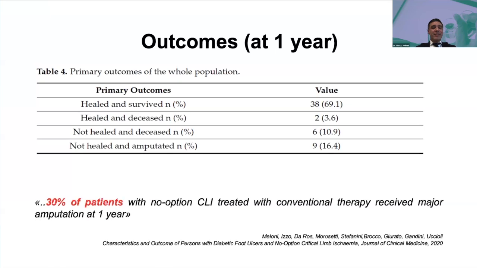But if we compare this data with the patients that we treated some years before by conventional therapy without cell therapy, we find that 30% of patients treated by conventional therapy received major amputation. So even if the comparison is not direct, not in the same study, we found indirectly a reduction of 50% of major amputation in patients treated by a regenerative therapy.